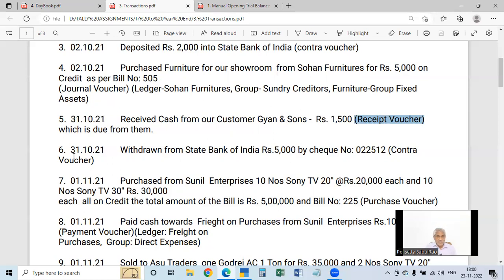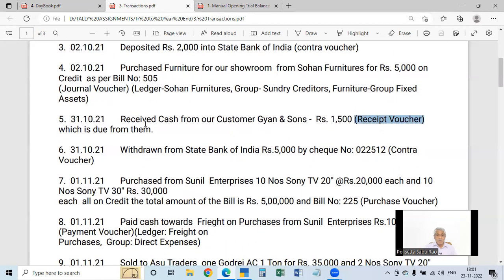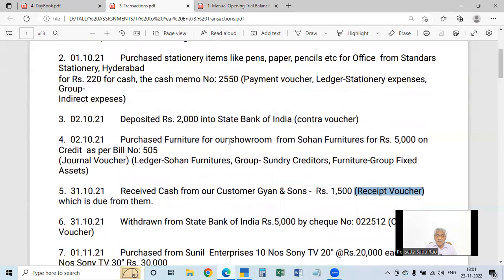Again, 31st October, withdrawn from State Bank of India 5,000 rupees by check number so and so. Previously we deposited in State Bank of India, and now we are withdrawing from it. Previously it was cash to bank, now it is bank to cash. That is why we have to enter it in the contra voucher. When you are depositing cash, it will ask for the cash details, the denominations.